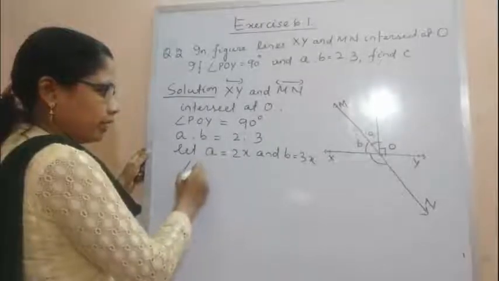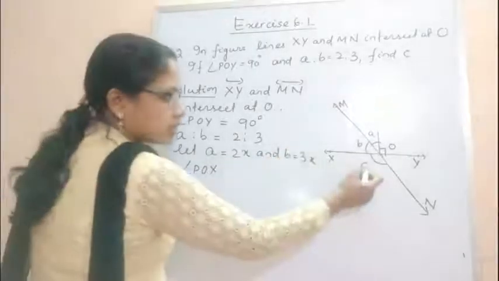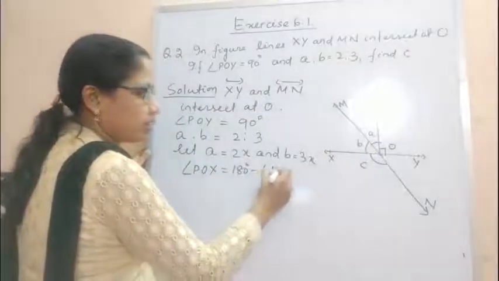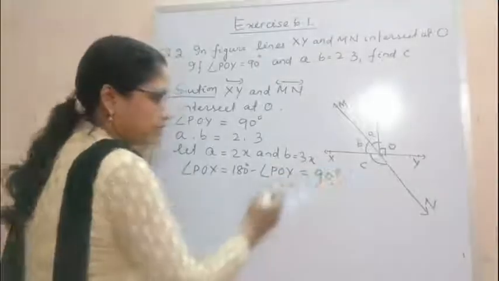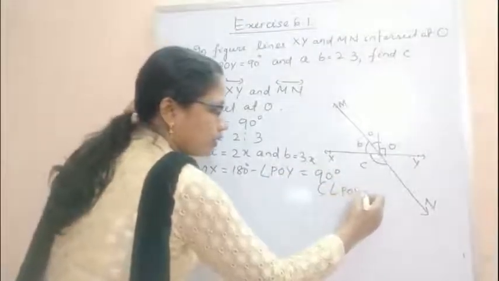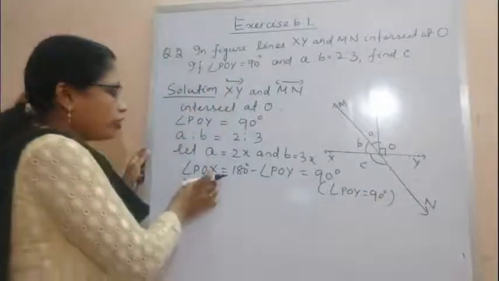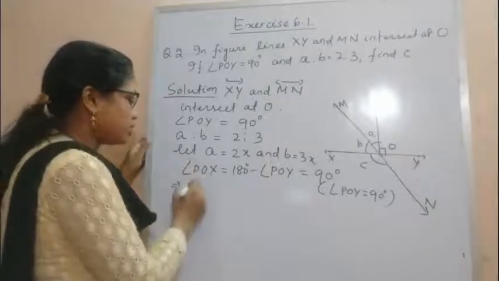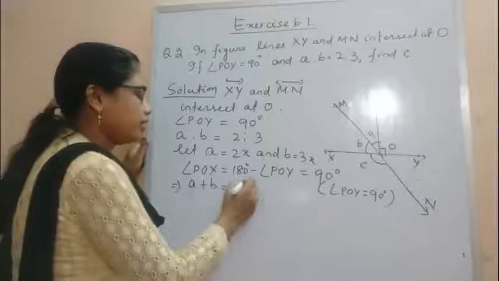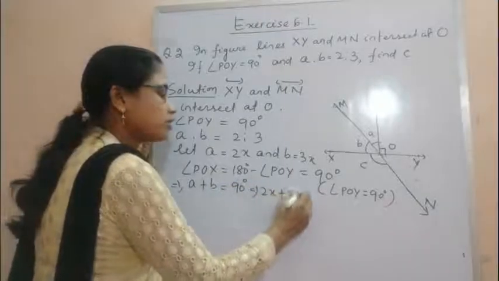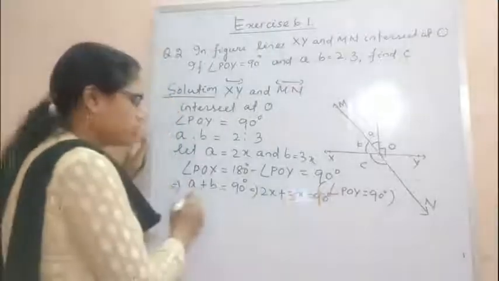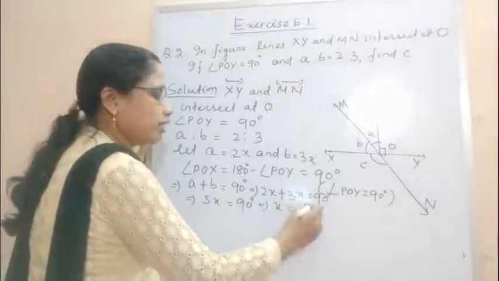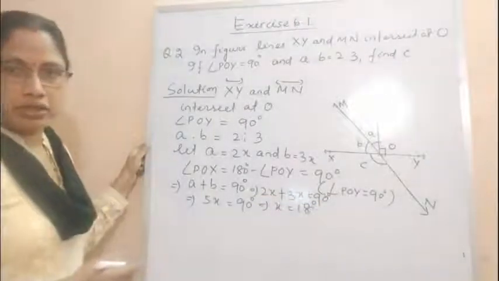We know angle POX, which is angle C, is equal to 180 degrees minus angle POY, that is 90 degrees, because angle POY is 90 degrees. So angle POX is equal to A plus B, which is 90 degrees. So 2x plus 3x is equal to 90 degrees, so 5x is equal to 90 degrees, or x is equal to 18 degrees.